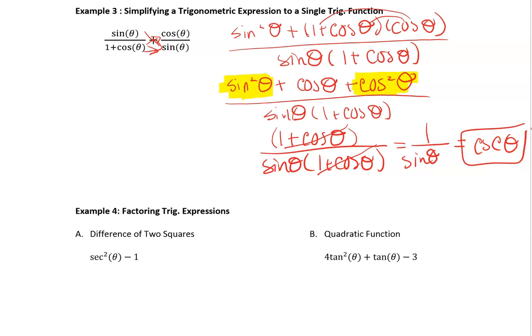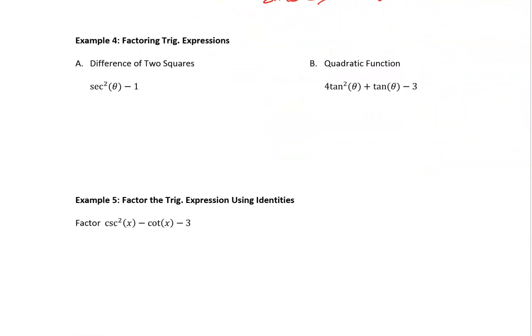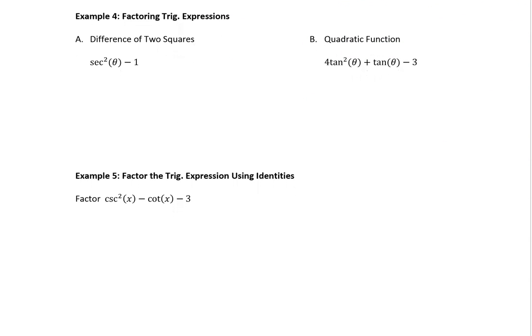So again, you can see my basic building blocks of sine and cosine. I had to use my fraction trick. My Pythagorean identity came into play. Let's look at this one that's a little bit different, but we're going to revert back to some of our quadratic skills as we work through this. And so let's talk about factoring with trig functions.